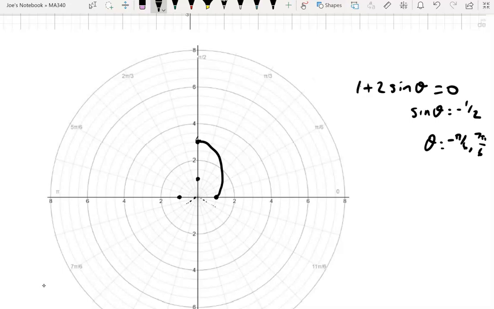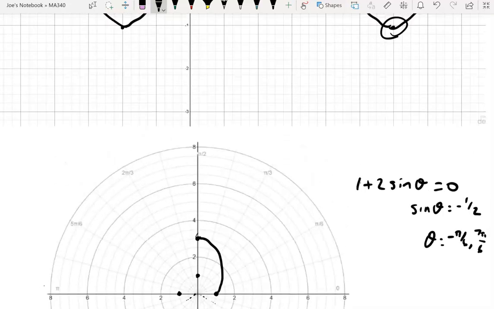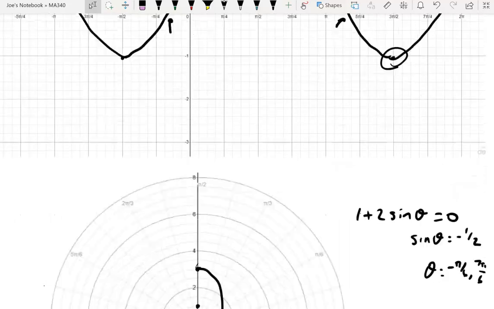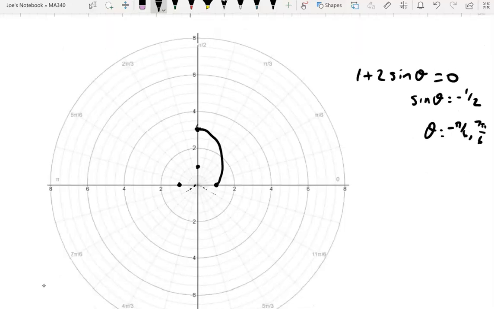Then I have to get from this point to this point. Again, looking back up at my Cartesian graph, that's corresponding to going this way. The r values are getting closer, right? They're getting smaller. So I should make this sweep in.